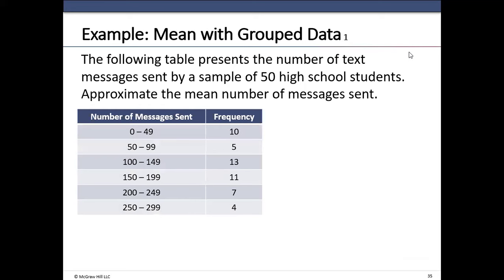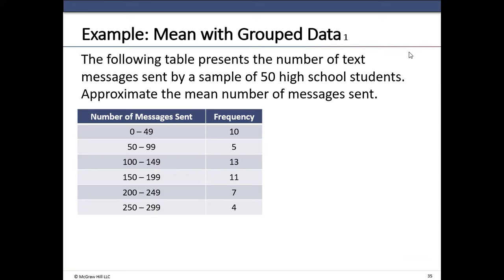So what is the midpoint of the first class? It is not 0 plus 49 divided by 2. The correct way to calculate the midpoint of the first class is 0 plus 50, which is 50, divided by 2, 25. What is the midpoint of the second class? It is 50 plus 100, which is 150, divided by 2, which is 75.